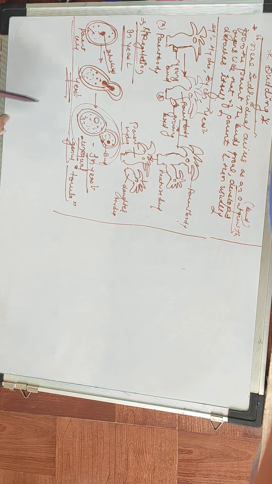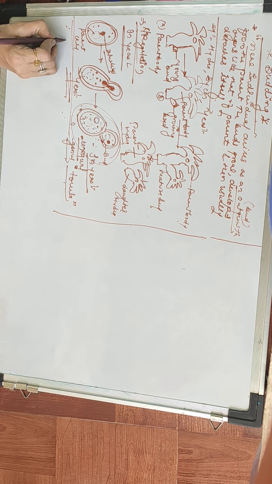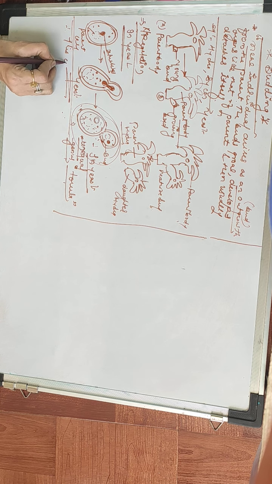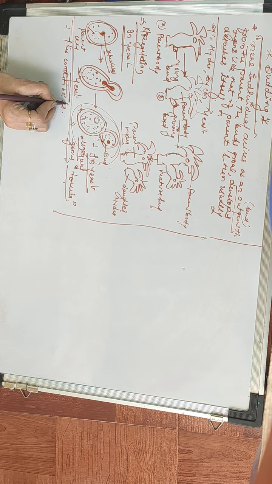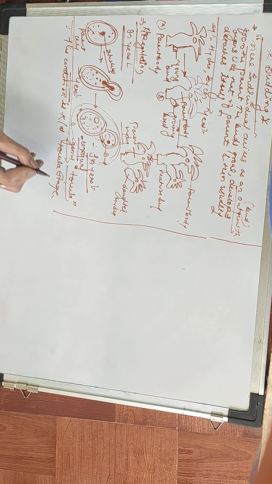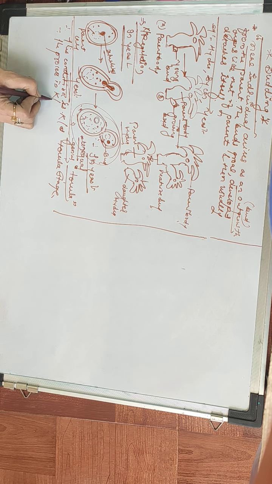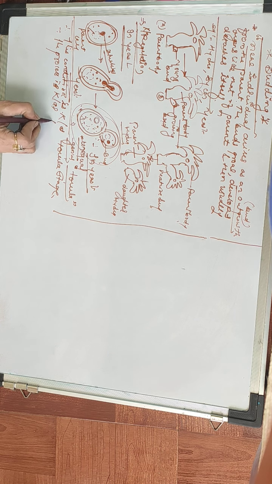Again, I am repeating, in yeast the division is unequal, and from that a small bud is produced, and that remains attached initially to the parent's body. This budding stage in yeast resembles the genus called Torula. Therefore this condition is called the Torula stage, and this process is known as torulation.